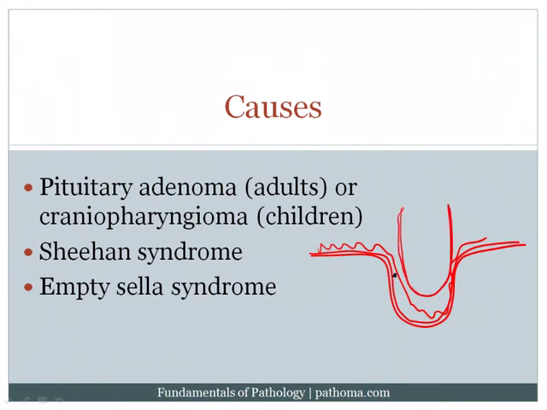Now, if there was herniation of arachnoid and CSF into the sella, that would compress the normal pituitary, and as it compressed the normal pituitary, the pituitary would then be destroyed, resulting in something called empty sella syndrome.